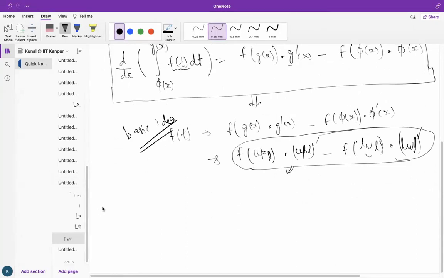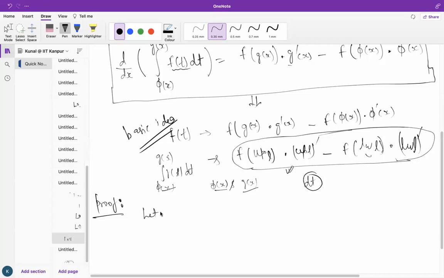Our proof looks like this. Our integration is f(t) dt from phi(x) to g(x), right? And these phi(x) and g(x) are functions of x. Both of these are functions of x, but in the integration our elementary element is dt, right? So let me prove it. What am I trying to do here? First you have to let the function be f(t) dt.